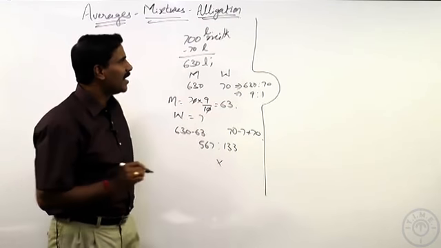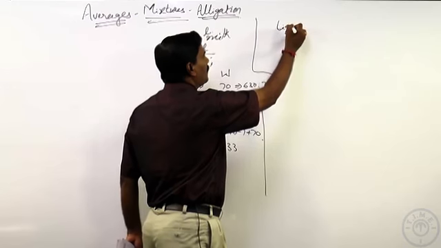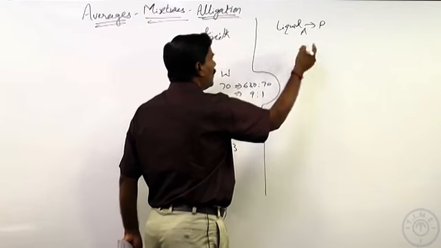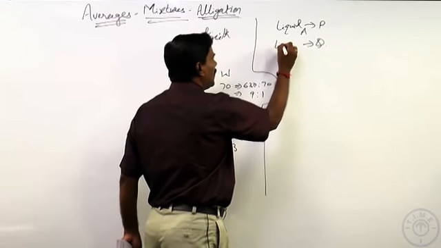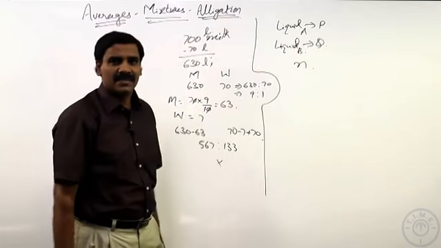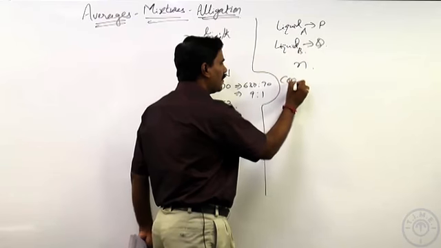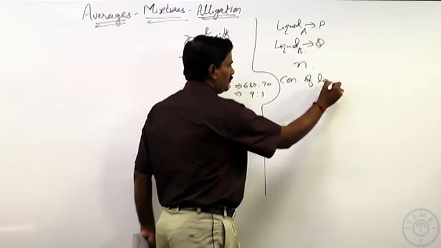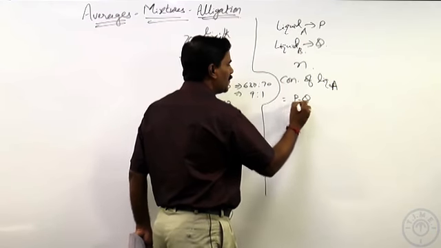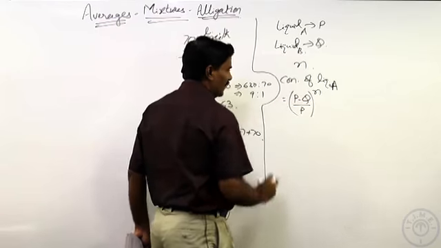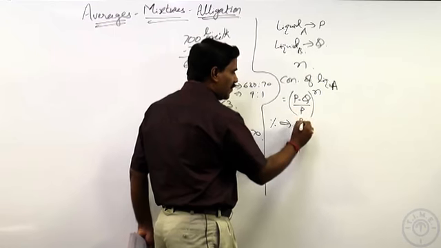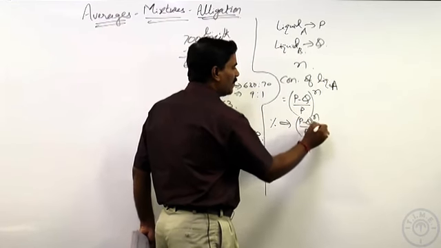And keep the point in this way: if the original liquid A is some P liters, out of that Q liters are drawn and replaced with liquid B, and if this process takes place n times, then after n such operations the concentration of liquid A is given by (P minus Q by P) whole power n. And if you are looking at it in terms of percentage, this (P minus Q by P) whole power n should be multiplied with 100.